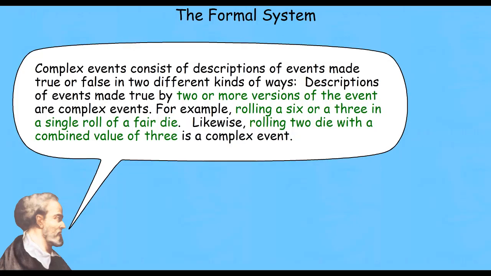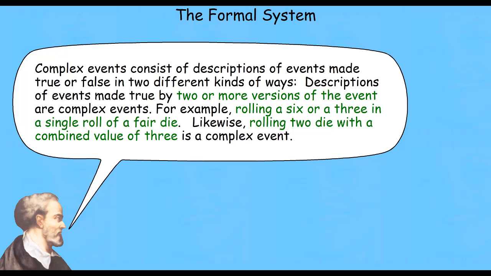Our second kind of complex event that's going to interest us consists in descriptions of events that are made true or false in two different ways again. And these are descriptions of events that are made true by two or more versions of the events. And these are also complex events. So for example, rolling a 6 or rolling a 3 on the single roll of a fair die. There are two different ways that event could be true, and hence it is a complex event.